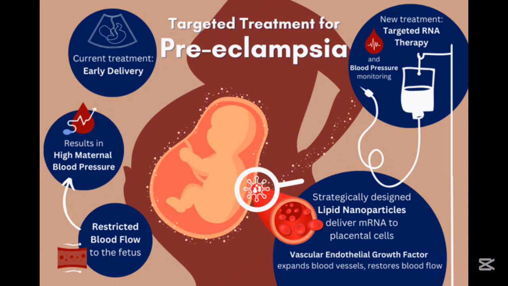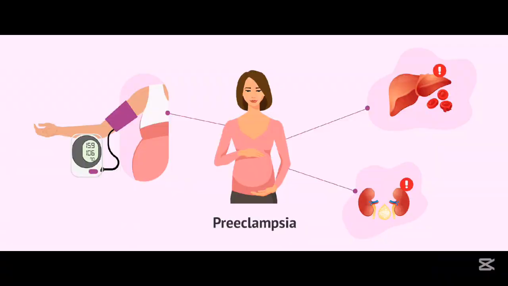And for the definitive management, mostly it is the delivery of the baby and placenta, which is the only cure. The timing depends on the severity and gestational age. If the pregnancy is greater than or equal to 37 weeks, you deliver. If it's below 37 weeks, if severe and there is maternal or fetal compromise, you deliver regardless of gestational age. And if it is mild and the patient is stable, you can monitor until fetal maturity.